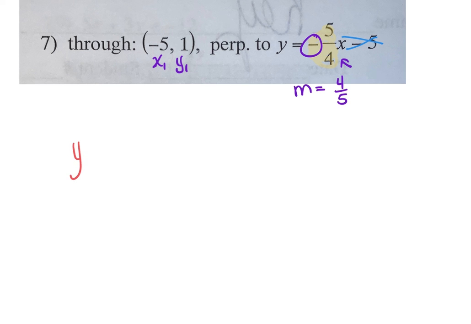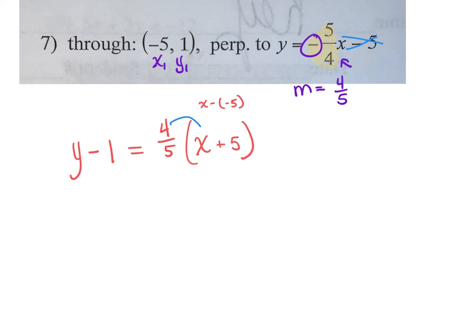So I'm going to say y minus y1 equals m. That's 4/5. And then x minus a -5. What is it going to be here? X minus a -5. Plus 5, right? Plus 5. All right? Because it's x minus my x1. X minus my x1. All right? And then I'm going to solve.